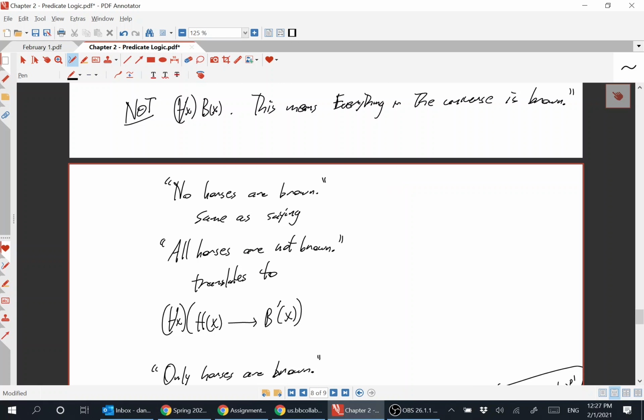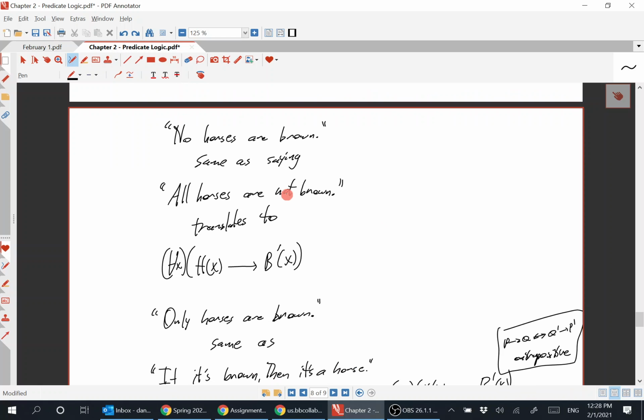Another common construction: no horses are brown. When you say no horses, you mean something negative about all horses. So all horses are not brown is the same thing as saying no horses are brown, although the latter is more succinct, so people will typically say that instead. So all horses are not brown looks like that: for every x, H(x) implies not B(x).